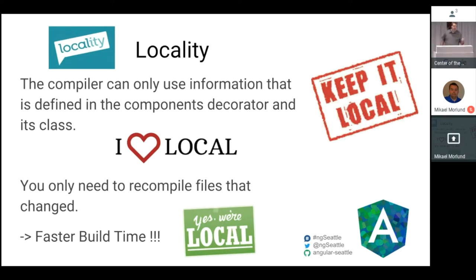So I said there were two design goals: tree-shakeable and locality. The second one, locality, just means that the compiler only uses information that's defined in that component, in the decorator and its class. When it's looking at your file, the compiler is only going to look at that. It doesn't care about other components or other modules. Today, everything gets compiled into a module, but you also need to do static analysis of your entire application to figure out what your code is going to look at.